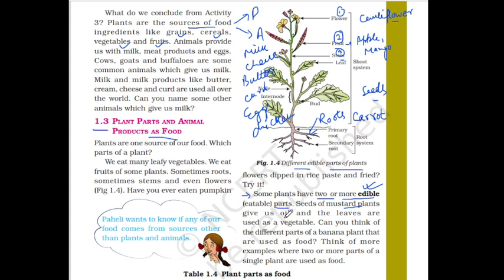If you talk about the seeds of the plant, they are used to make oil basically, and when you talk about the leaves of the plant, they are consumed as vegetables. Now there is a question: can you think of different parts of the banana plant that are used as food? Think of the example where two or more parts of a single plant are used as food. So students, this is question number 1 for you to think about today: what are the various parts of the banana plant that we basically consume as our food? Okay, I'll give you a minute to think about it and then we are going to continue.